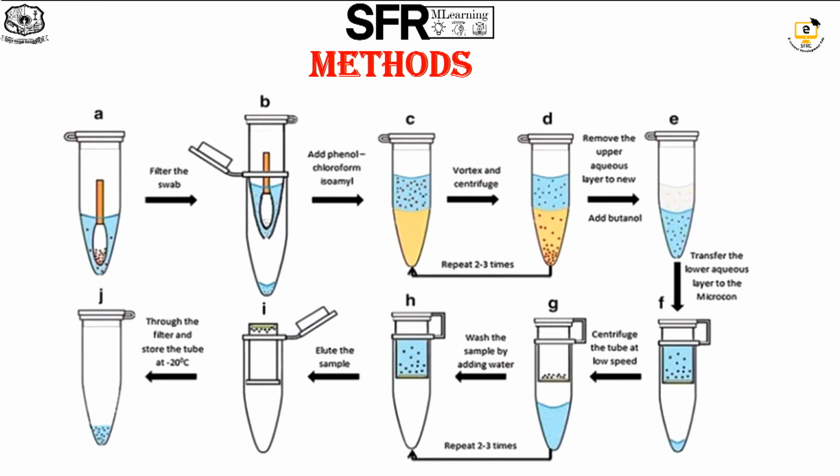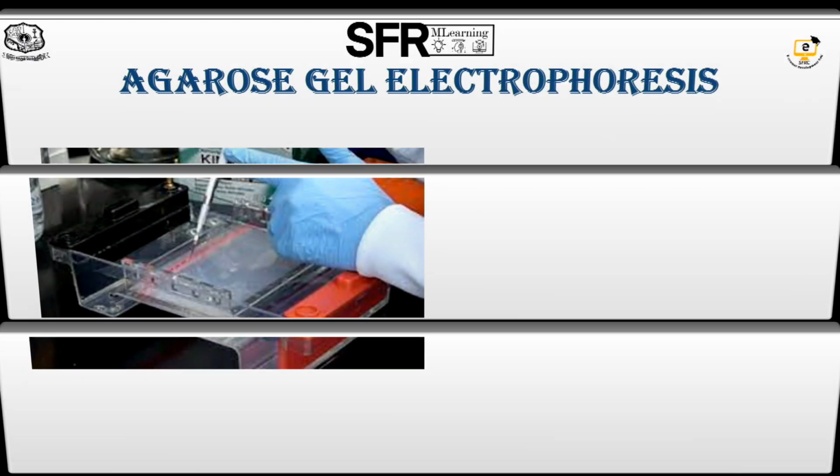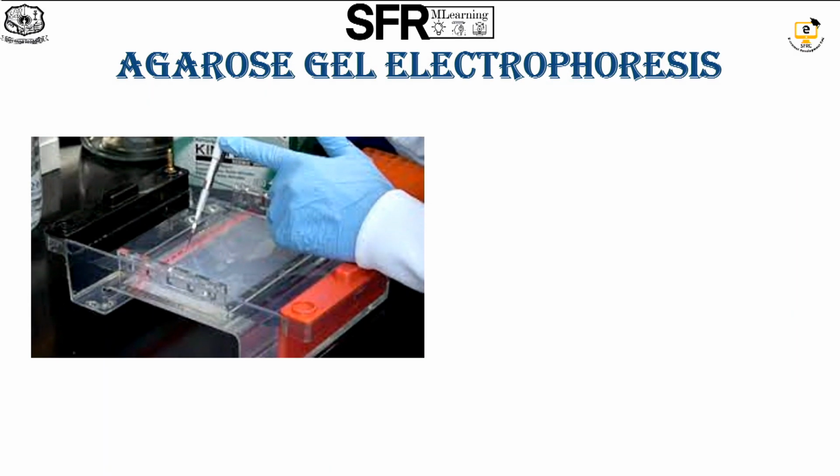And this will be followed by a washing step that will be done with 70% ethanol. Washing usually is done twice. And finally the DNA will be pelleted and it will be suspended in TE buffer and it will be stored at -20 degrees Celsius till we use it for the next experiment. The next experiment is the observation of DNA that is done using the agarose gel electrophoresis method.